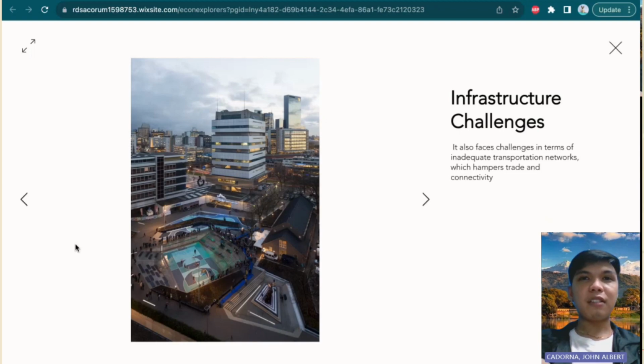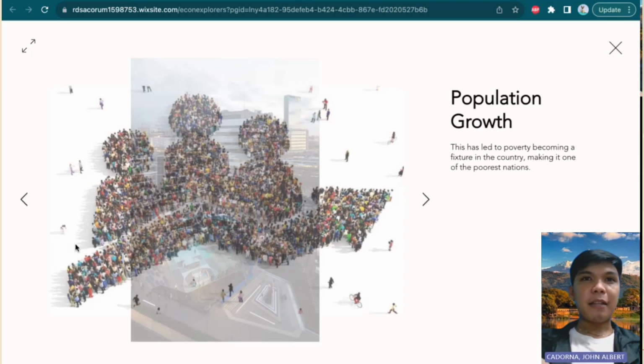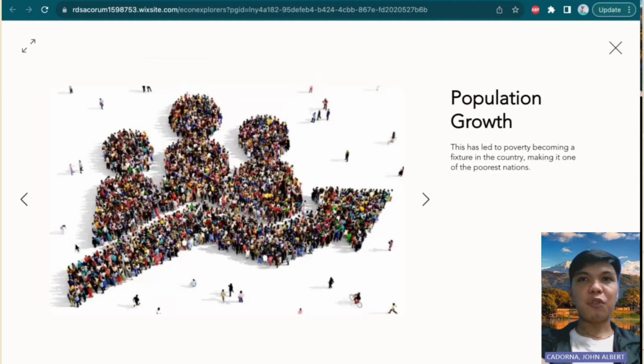It also faces challenges in terms of inadequate transportation network, which hampers trade and connectivity. Finally, population growth. Nepal has been experiencing population growth that exceeds the growth in agricultural production. This has led to poverty becoming a fixture in the country, making it one of the poorest nations.